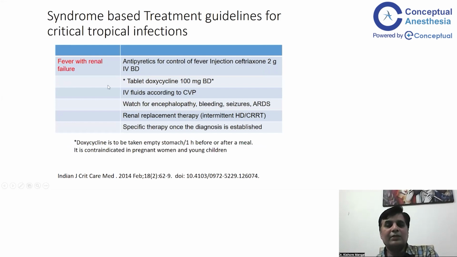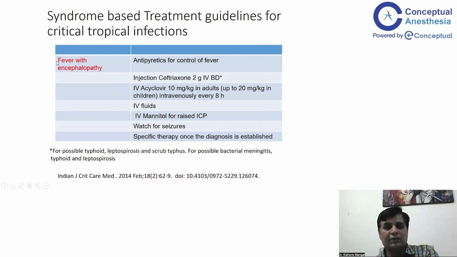And if the patient is coming to you with fever with renal failure, again treatment is ceftriaxone, doxycycline, and IV fluid as per the clinical hydration status. CVP may be used, it may not be used. It has a lot of drawbacks, which will be discussed in some other class. Then you have to also watch for encephalopathy, bleeding, seizures, ARDS. Again, you have to look for other organisms. RRT if required, and specific therapy once the diagnosis is established. This we have already discussed, covering the fever with encephalopathy: antipyretics, ceftriaxone, acyclovir, IV fluids, mannitol, anti-epileptics as required, and specific therapy once the diagnosis is established.